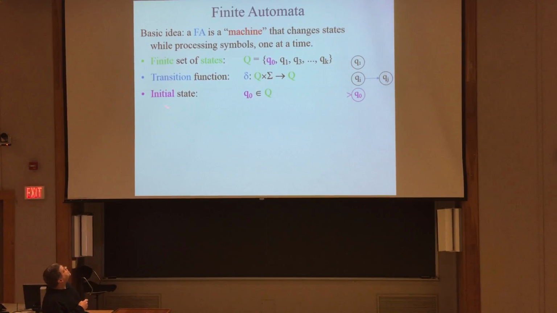There's some initial state where you start the computation. You start from a particular state, not just from an arbitrary state. You've got to start somewhere. So we call that, arbitrarily, Q0. But that's one of the states in the state set, Q.